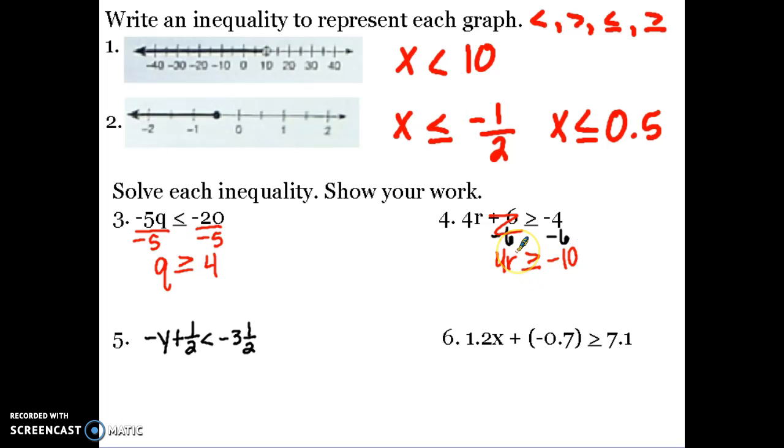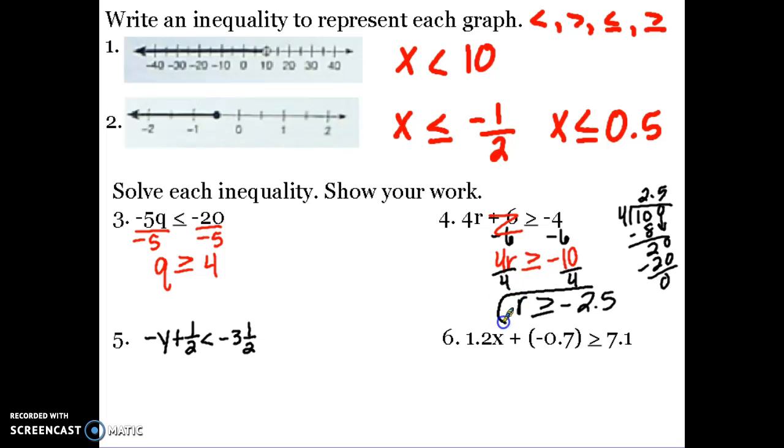I'm multiplying 4 times r, so I'm going to divide by 4. The bottom number goes outside the house. 4 will go into 10 2 times, with 2 left over. Put a decimal, add a 0. 4 will go into 20 5 times. So r is greater than or equal to negative 2 5/10.